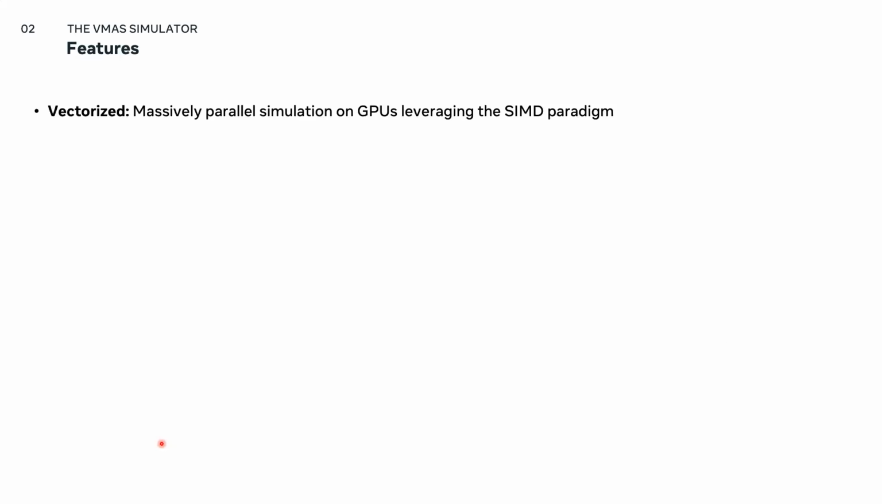Among its features, of course, the first is vectorization. This means that the simulation is performed in a batch on a GPU. This way we can leverage the single instruction multiple data paradigm of GPU computation, and scale the number of environments that we simulate at the same time without any computational increase in time.